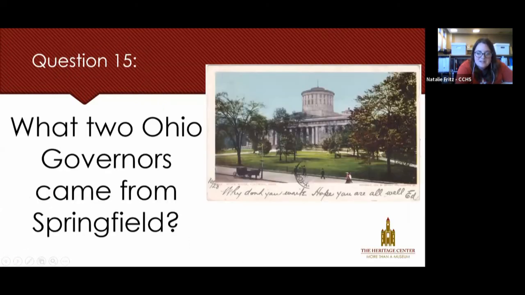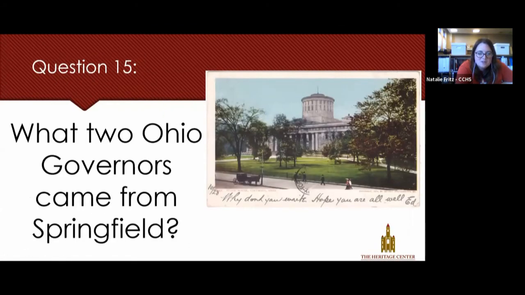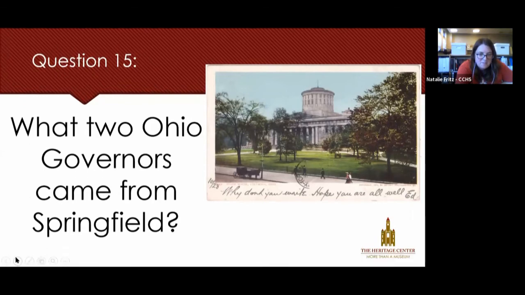Whoops, I've jumped out of it. Okay, question 15. What two Ohio governors came from Springfield?